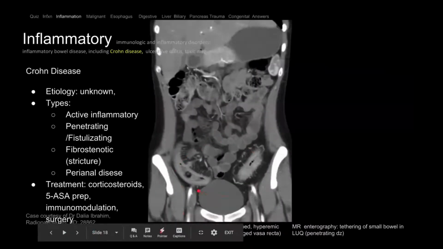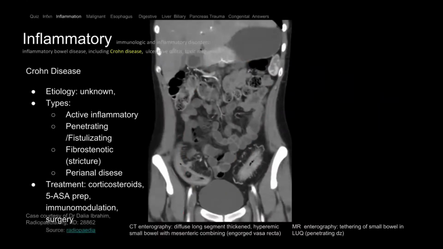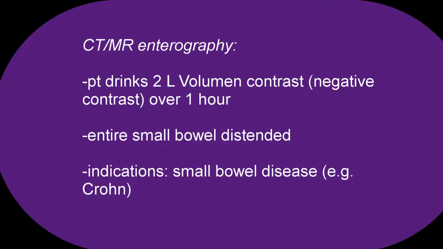This is one of our quiz questions. So this is a CT enterography. Enterography is a CT of the intestines, and we do a special study.